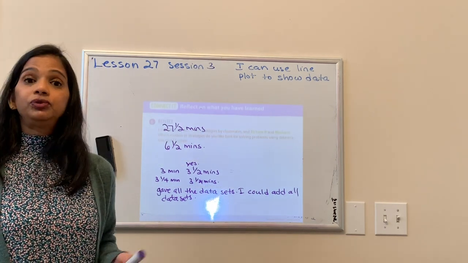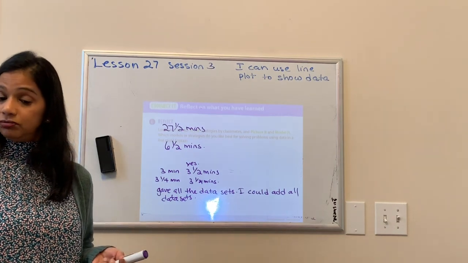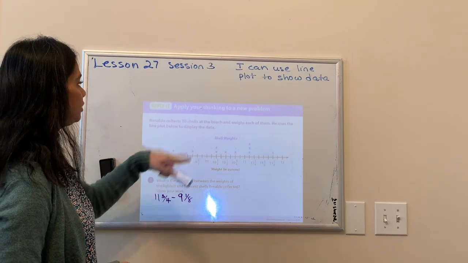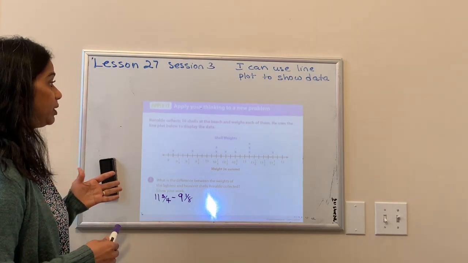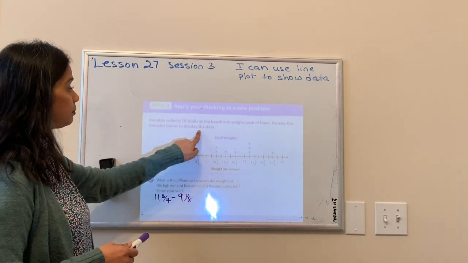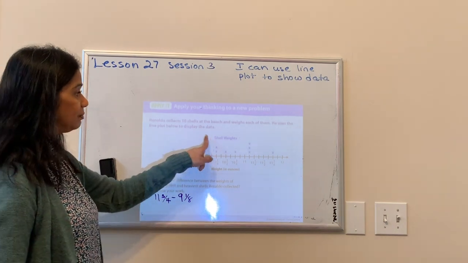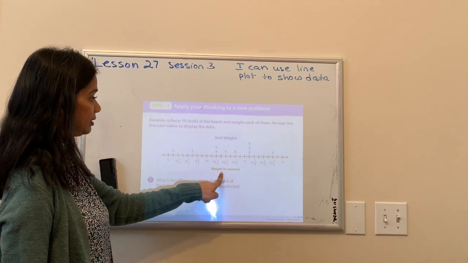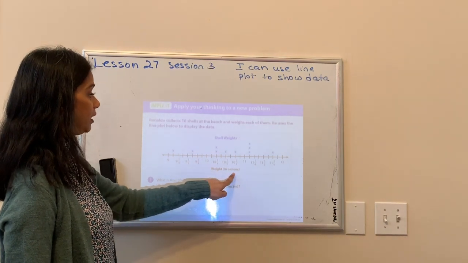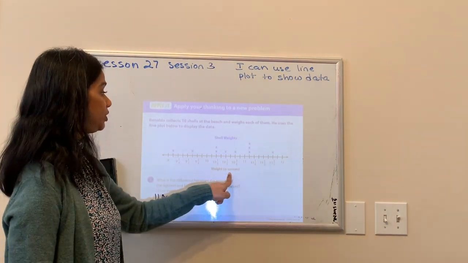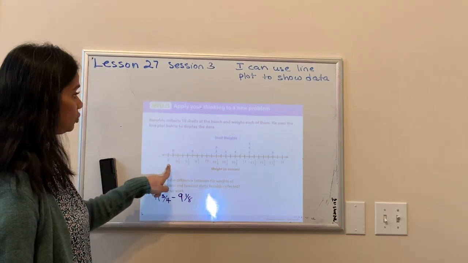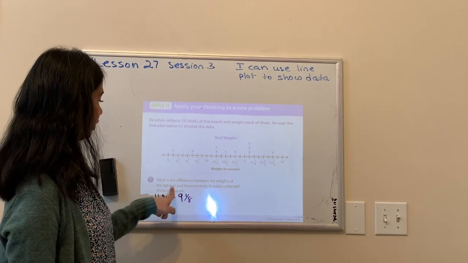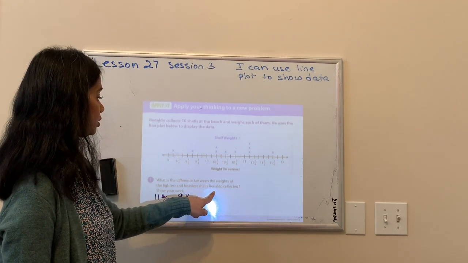And this one, you choose what you want to do, what you want to use. Okay, so let's look at this problem. Ronaldo collects 10 shells at the beach and weighs each of them. He uses the line plot below to display the data. So look at how it's labeled. See, shell weights, and the weighing is in ounces. So you have to say what this data shows, right? The measurement. So it goes from 9 to 12. What is the difference between the weights of the lightest and the heaviest shells Ronaldo collected?